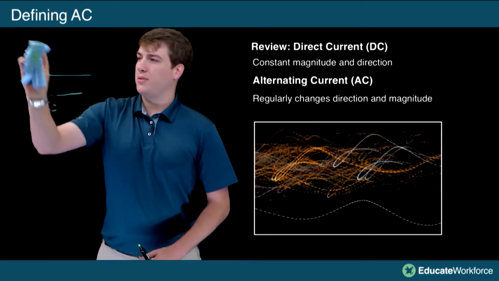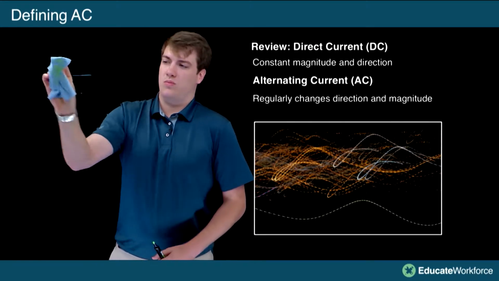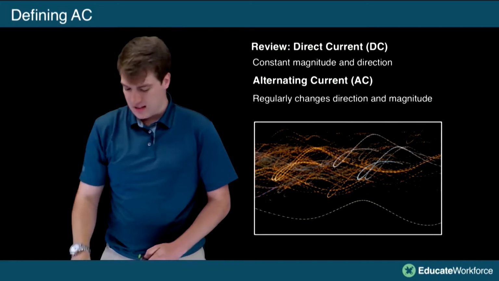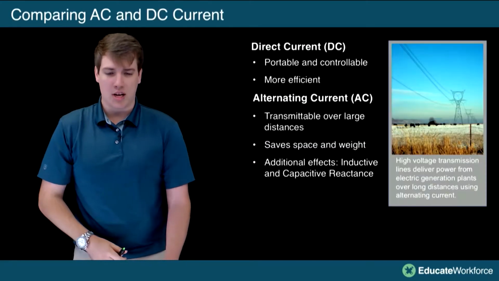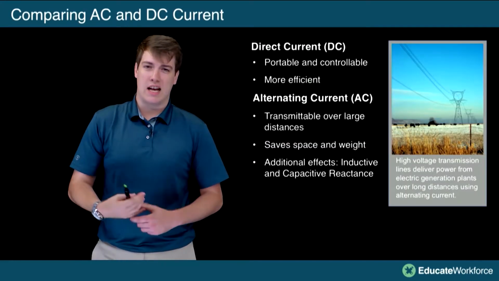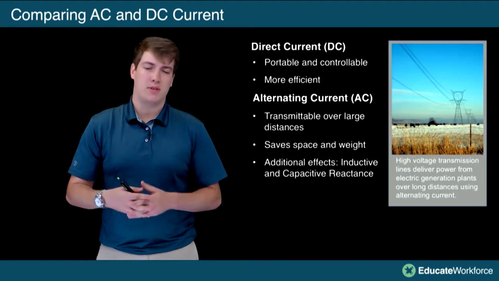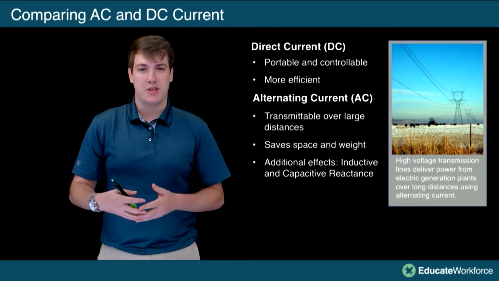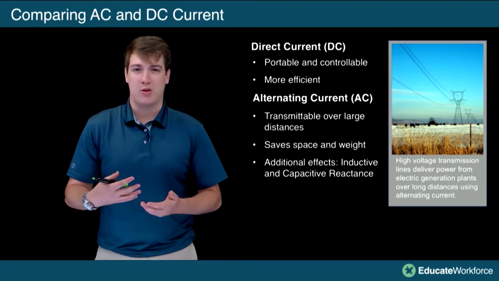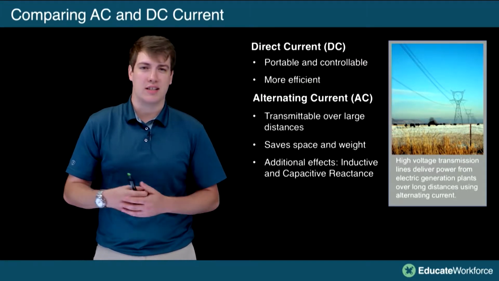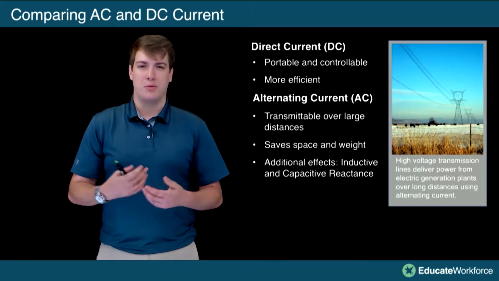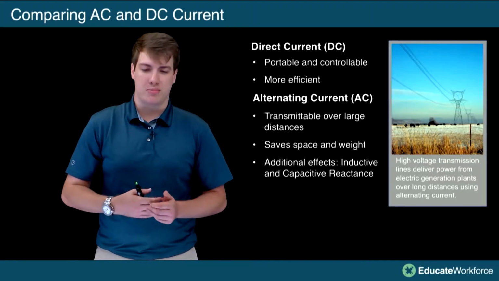So we'll talk a little bit about why we have AC and DC. Beyond the historical aspect of Edison versus Tesla, direct current is useful. It's very portable. It's very efficient. It's what powers your cell phones, your small handheld devices. Batteries are DC current examples.